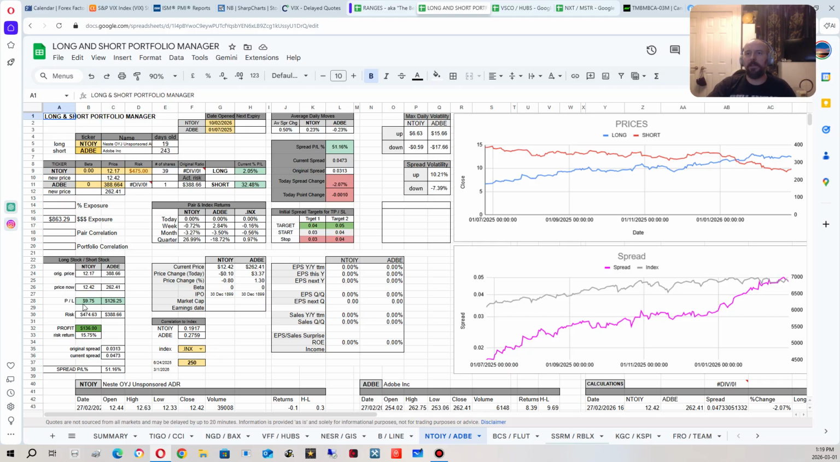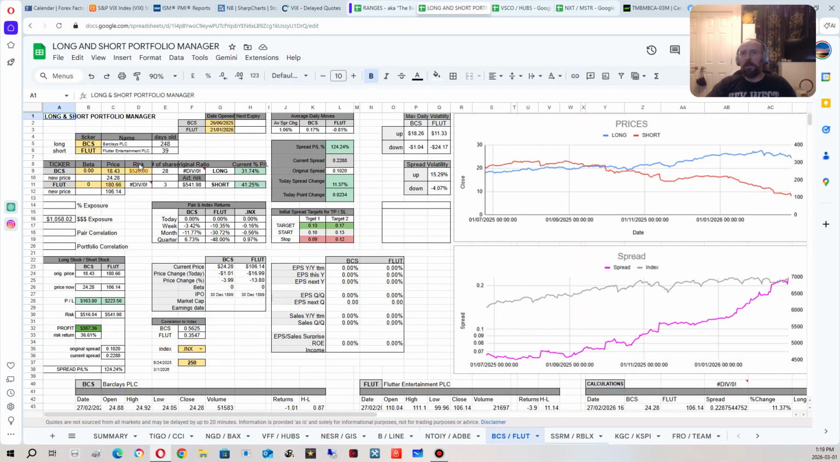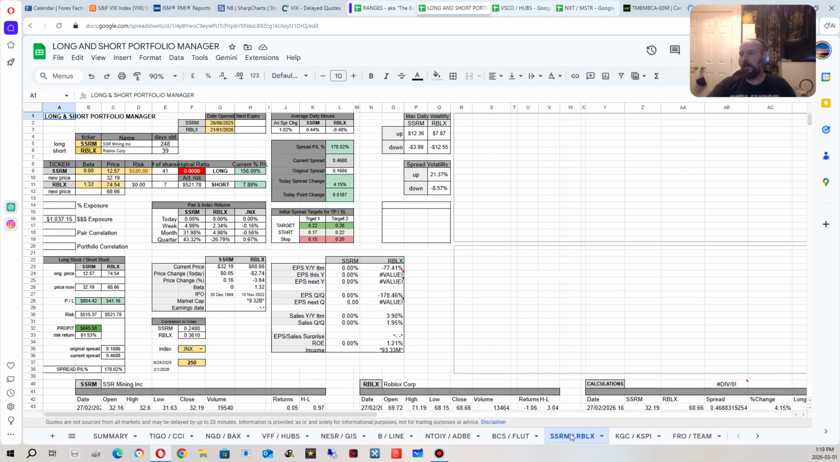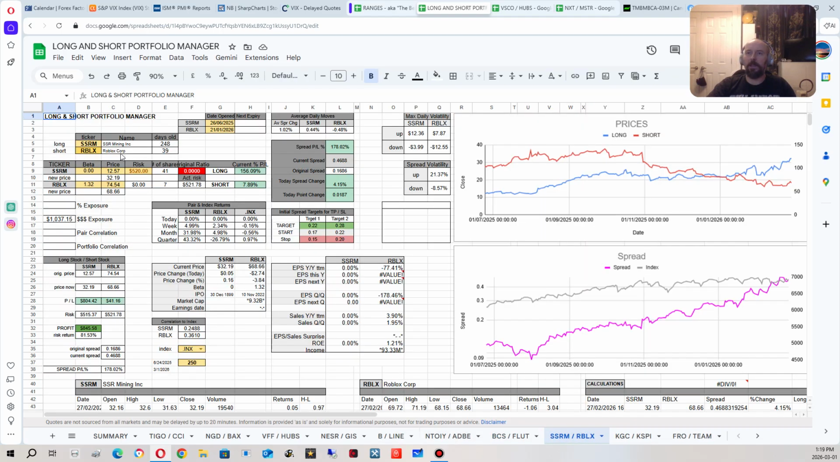Nesty versus Adobe. This one's doing well. Definitely leave this one alone. Barclays, a bank, versus Flutter International, a bet against gambling. This is a really good trade. Keeping this one open. SSRM versus Roblox. Very good trade. Obviously not changing anything here. Roblox seems to be doing okay. So far, 7.8% return in just over a month's time, a month and a half.